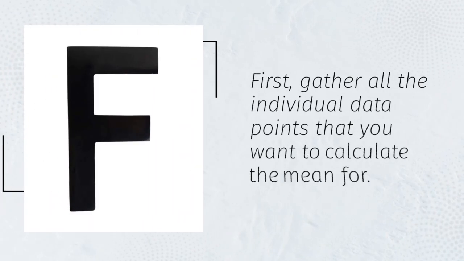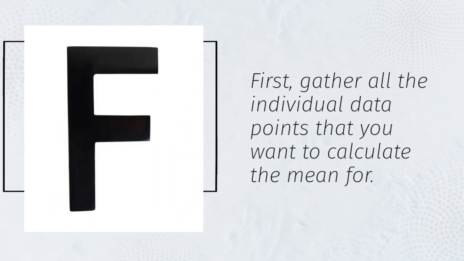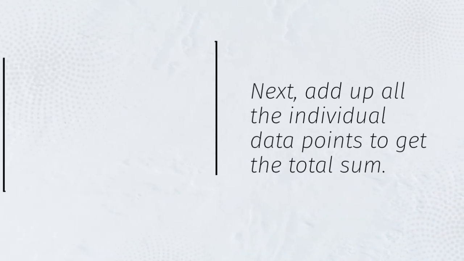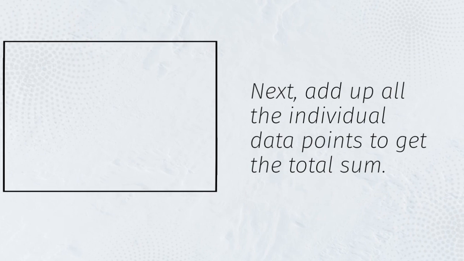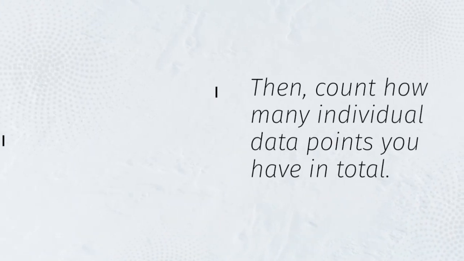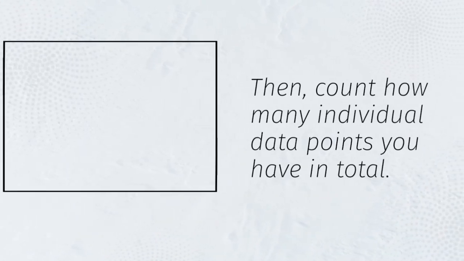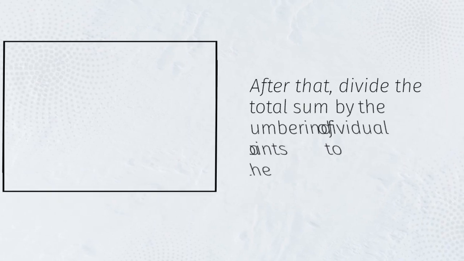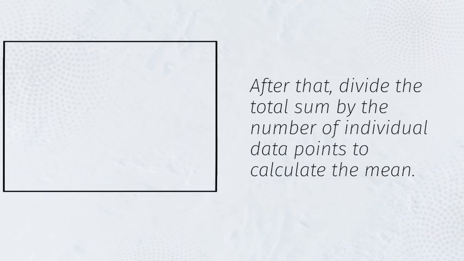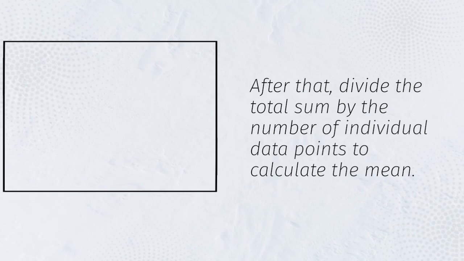First, gather all the individual data points that you want to calculate the mean for. Next, add up all the individual data points to get the total sum. Then, count how many individual data points you have in total. After that, divide the total sum by the number of individual data points to calculate the mean.